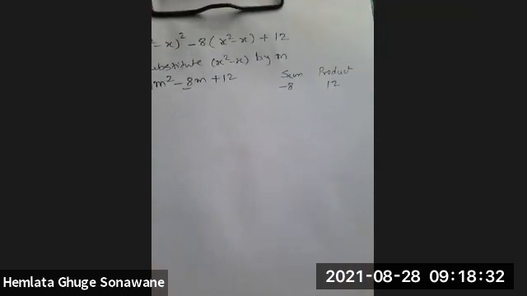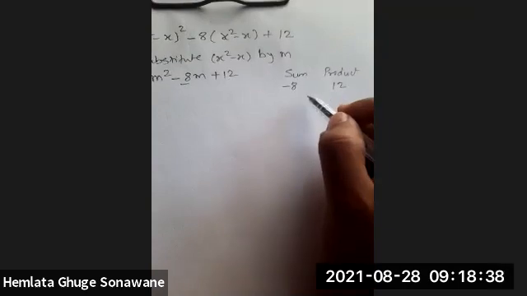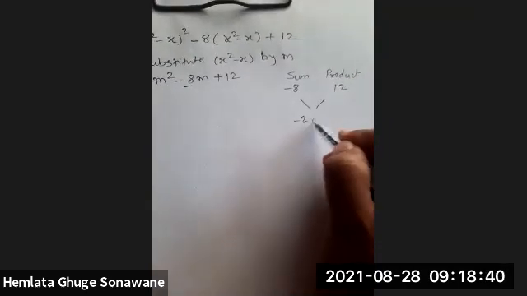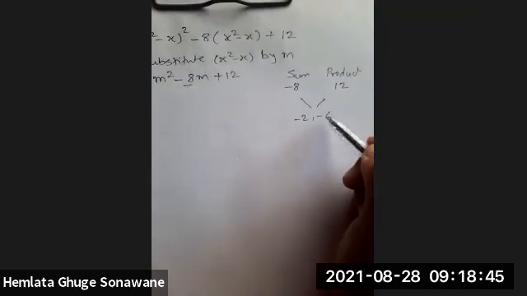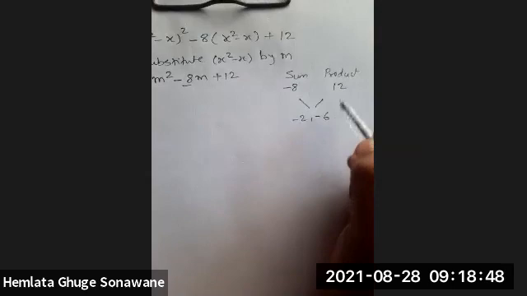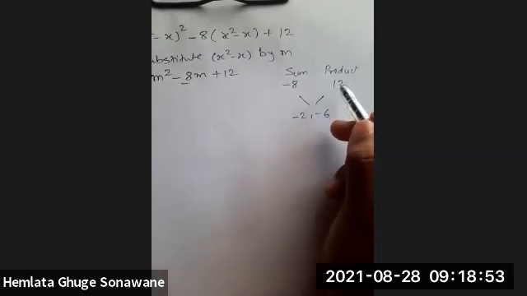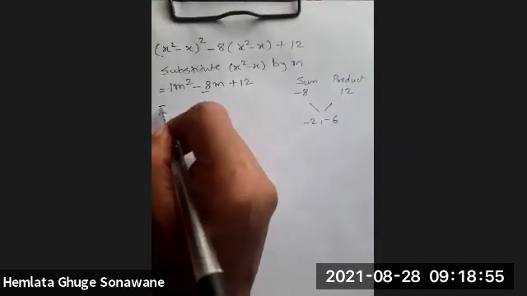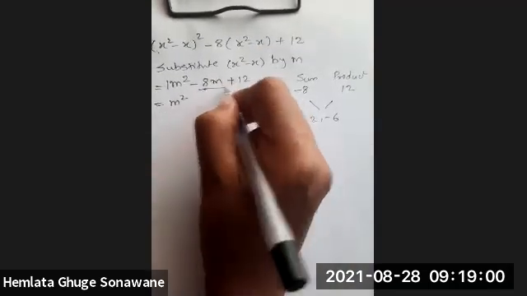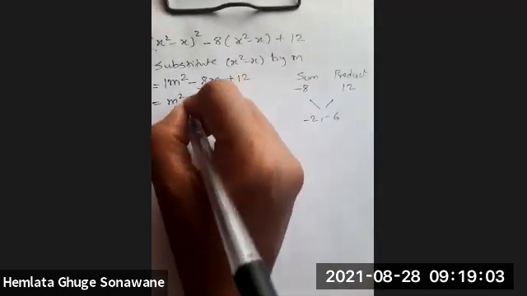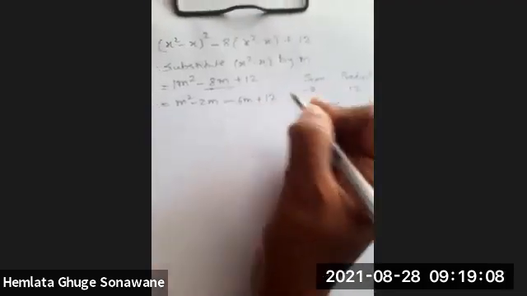I will factorize this as minus 2 and minus 6. That is, minus 2 and minus 6 becomes minus 8, and 2 6 are 12. So we'll write m square as it is. This we can split, minus 8m into minus 2m minus 6m, plus 12 as it is.